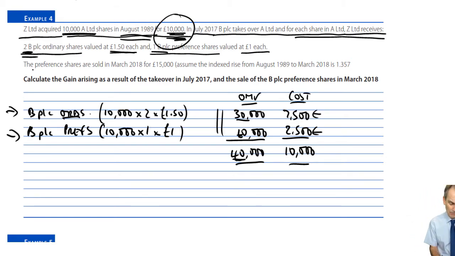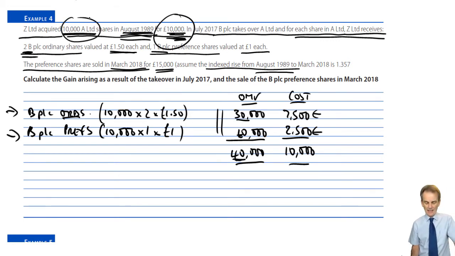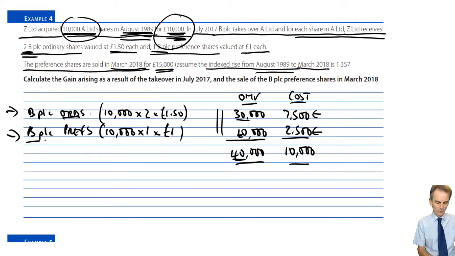And the last line of the question: the preference shares are sold in March 2018 for £15,000. And we're told here to assume that the indexed rise from August 89, when we originally acquired our A Limited shares, through to March 18, when we now dispose of the B plc preference shares, that indexation factor is 1.357.